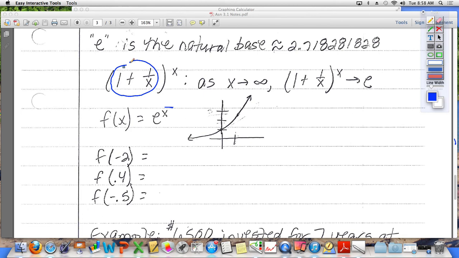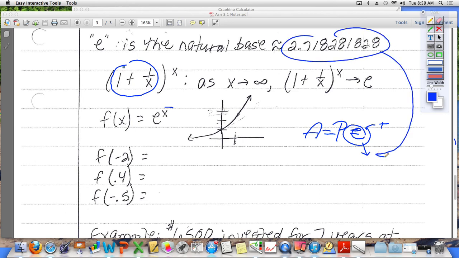And this number is part of the PERT formula that we just talked about a few minutes ago. A equals P times E to the RT power. The E is this number that mathematicians figured, when you are calculating interest rates, kept getting closer to 2.718, so they used it. They just came up with a letter to name it. They named it E, and that's what we use when we're compounding interest continuously.